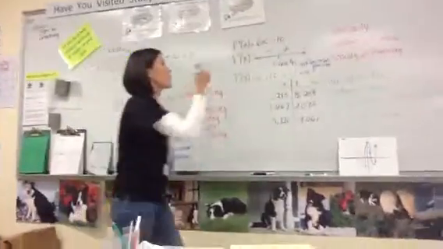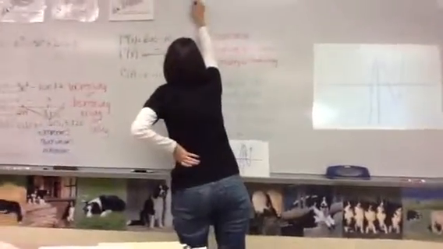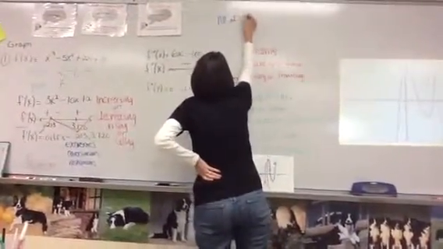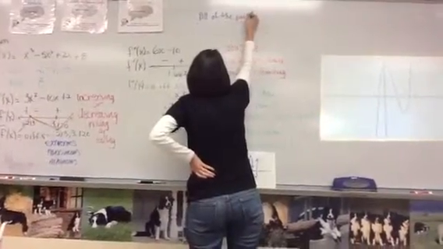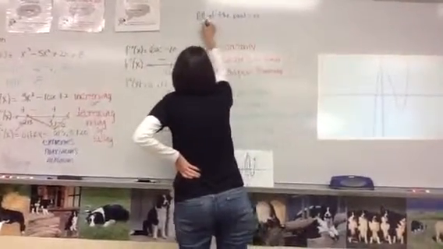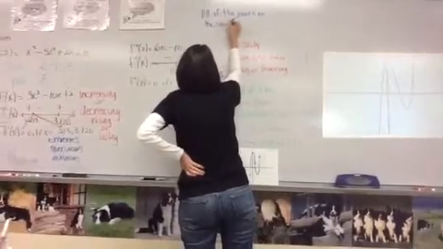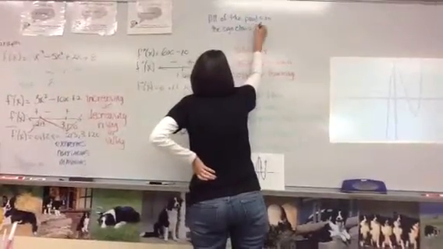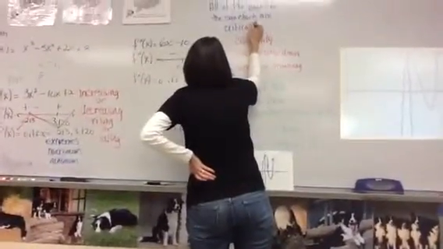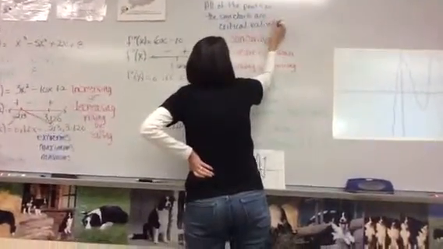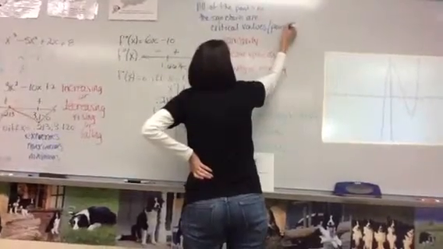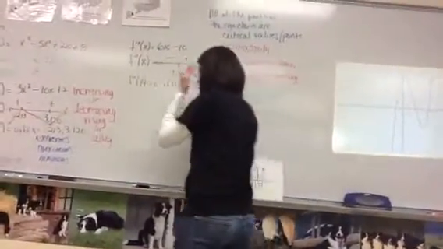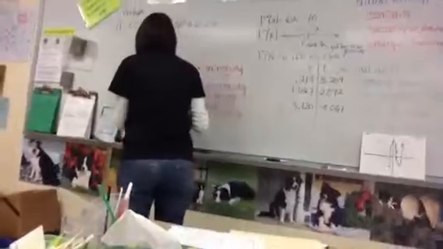Okay, all of the points on the number line, all of the points on the sign charts are sometimes called critical values or critical points. So it says, what are the critical points? Okay, and it's talking about all of those. So those are some extra little hints with the vocabulary there.